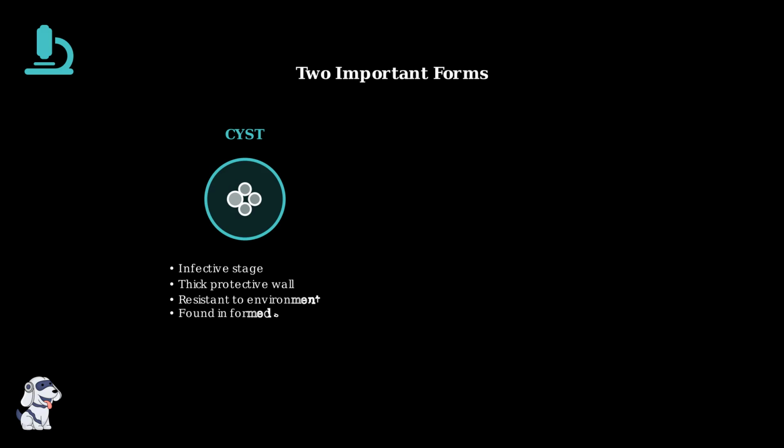What makes Entamoeba histolytica particularly interesting is that it exists in two distinct forms during its life cycle. Understanding these two forms is absolutely crucial to understanding how the disease spreads. On the left, we have the cyst form. This is the infective stage with a thick protective wall that makes it incredibly resistant to harsh environmental conditions. Cysts are typically found in formed stool and can survive outside the body for extended periods.